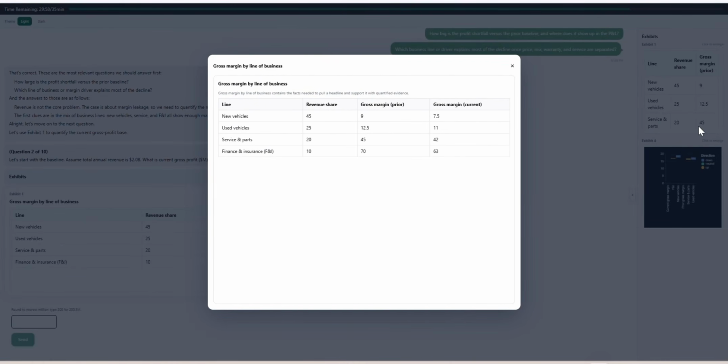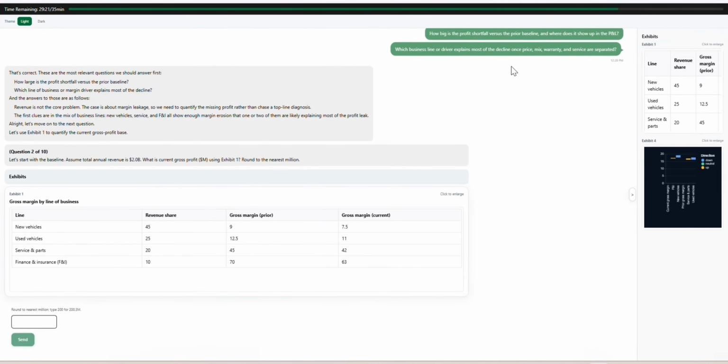Take the total revenue of $2 billion. For each line of business, new, used, service, and F&I, we multiply that $2 billion by each line's revenue share and that line's gross margin. And then we add the 4 results together. When you run the calculation on Exhibit 1 numbers, you get a gross profit of about $416.5 million, which rounds up, as the question asks us to do, to $416 million.